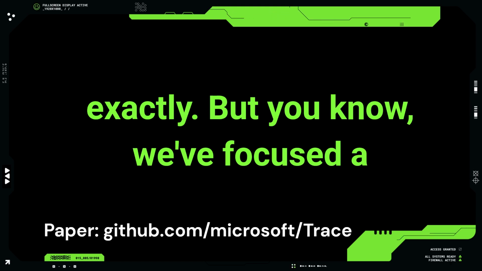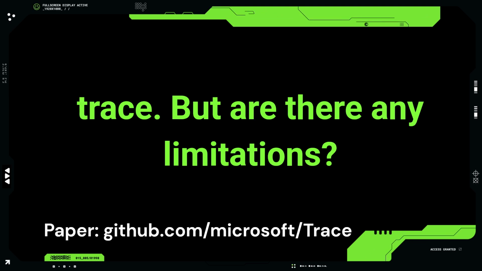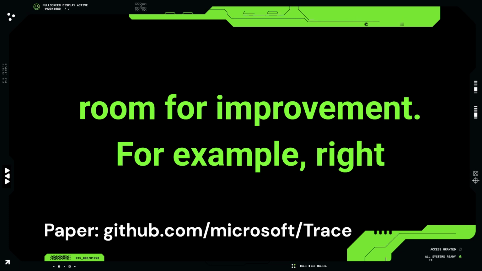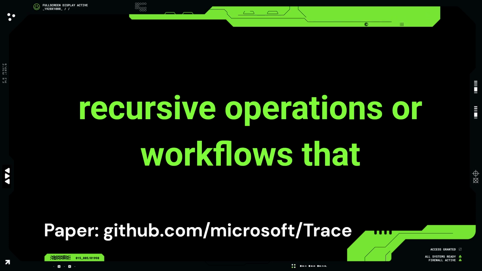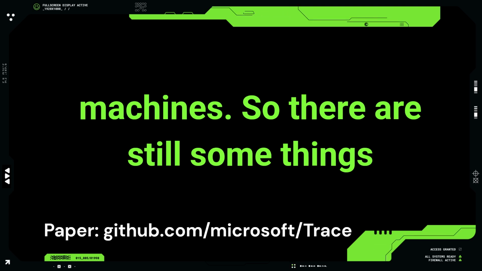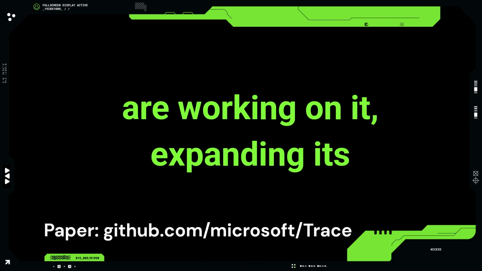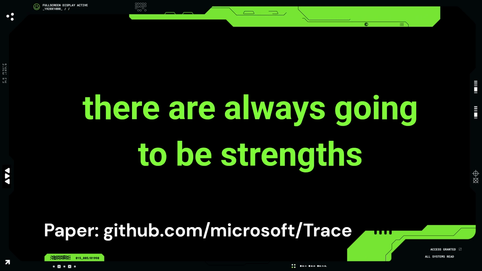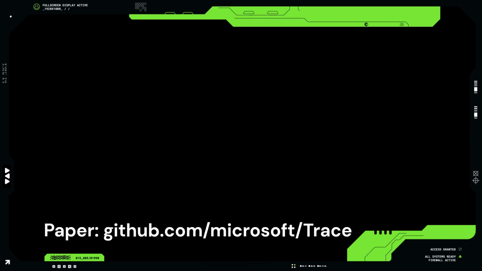Right, exactly. But we've focused a lot on the good stuff, the benefits of Trace. But are there any limitations? Of course. Every new technology has room for improvement. For example, right now, Trace can't handle things like recursive operations or workflows that need to be spread across multiple machines. So there are still some things that are kind of beyond its capabilities. For now, yeah. But the researchers are working on it, expanding its functionality. It's still pretty new. Okay, that makes sense. It's like any tool, there are always going to be strengths and limitations.